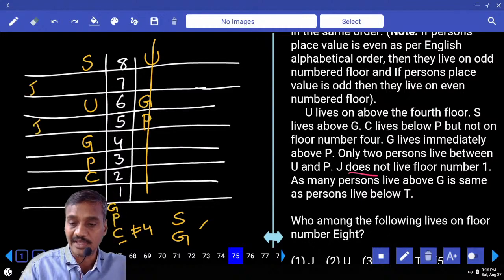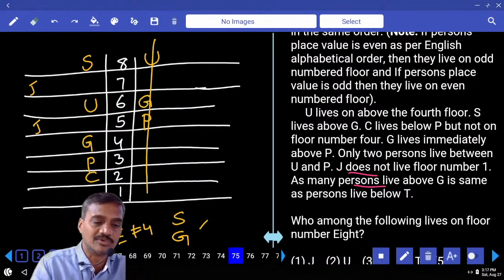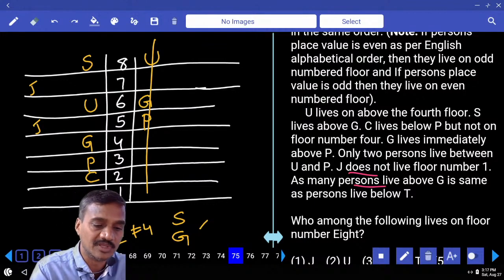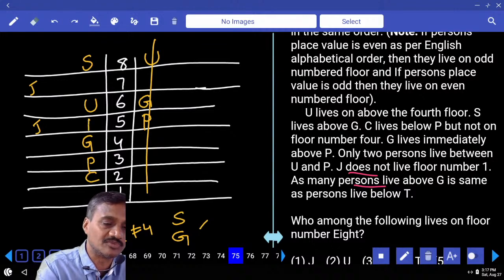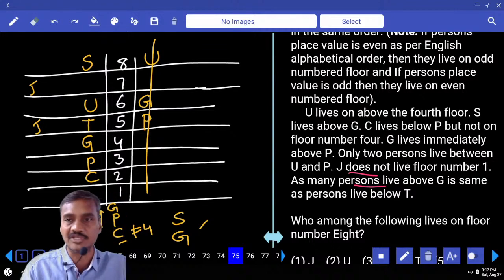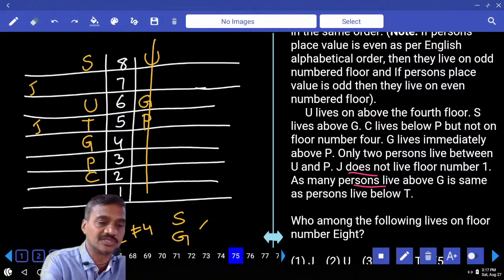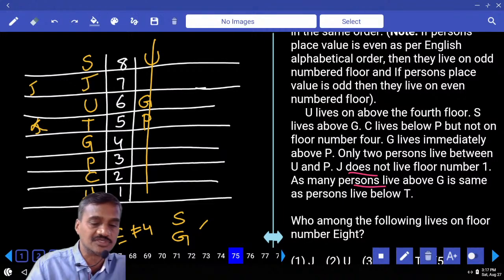And next one, as many persons live above G as below T. Above G, how many people are there? 4 people. Hence below T, there must be 4 people. T is on the 5th floor. If T is here, J cannot be here, J is here. If J is here, who is the person left over? H is here.